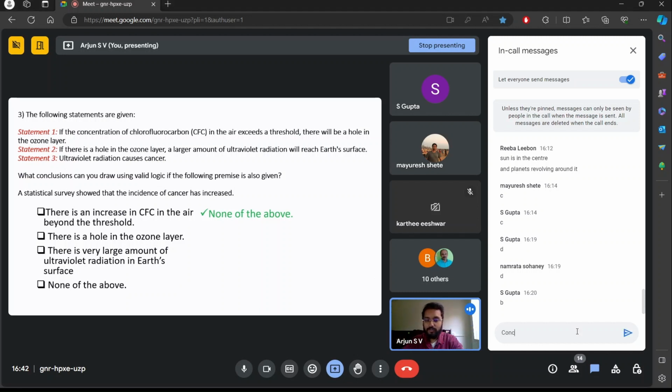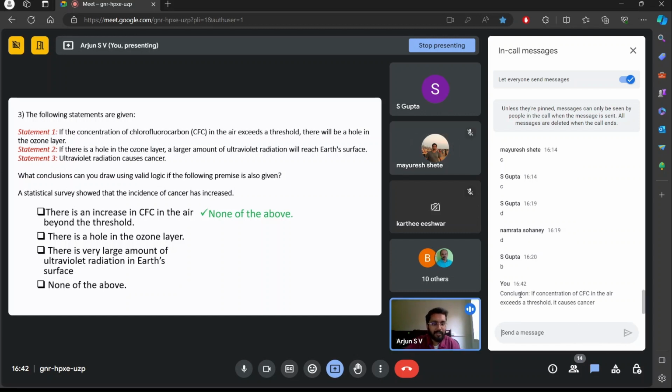So the conclusion will be: if the concentration of CFC in the air exceeds a threshold, it causes cancer, or the incidence of cancer increases. I have typed the conclusion in the text box of this meeting, so all of you can check it. That will be the final conclusion from compiling all the statements 1 to 3.